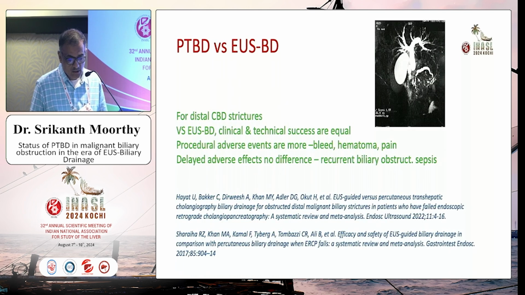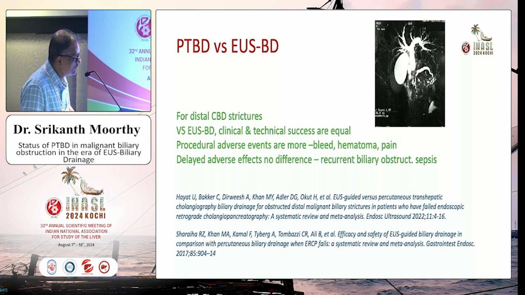But now we look at how PTBD compares with EUSBD head to head. There have been several reviews, actually. This one is in 2017, very widely quoted, and this is something that has come up in 2022. And this 2022 systematic review deals only with obstructed distal malignant biliary strictures. Okay, this is just a representative image, and you can see pancreatic cancer with a double duct sign and all that.